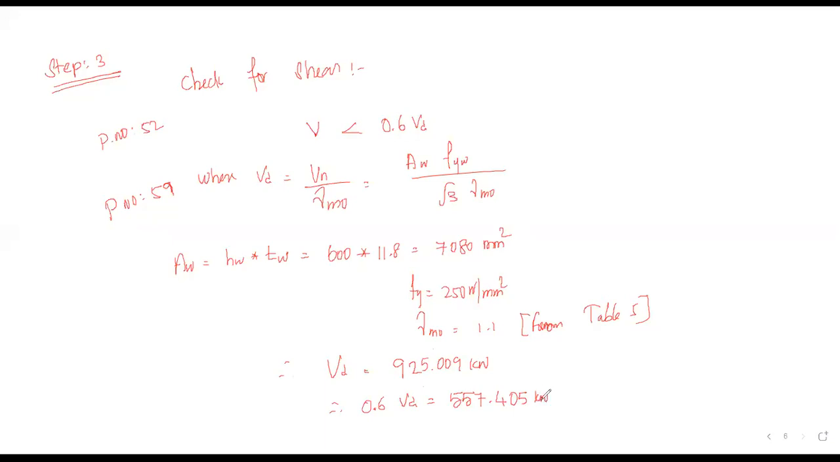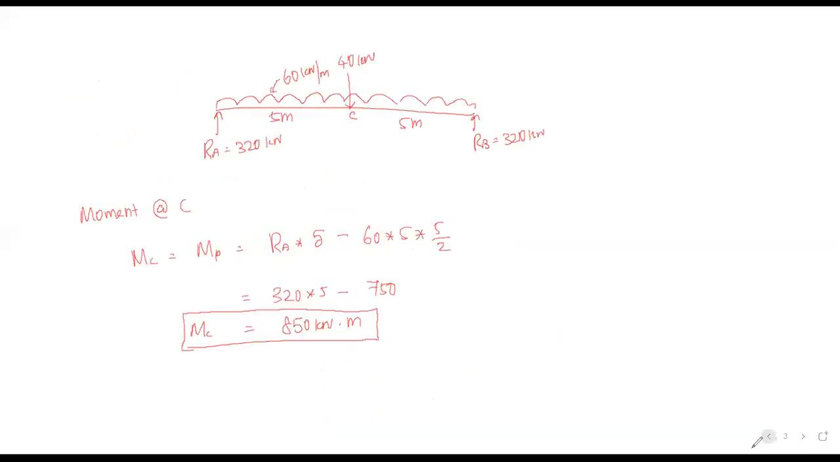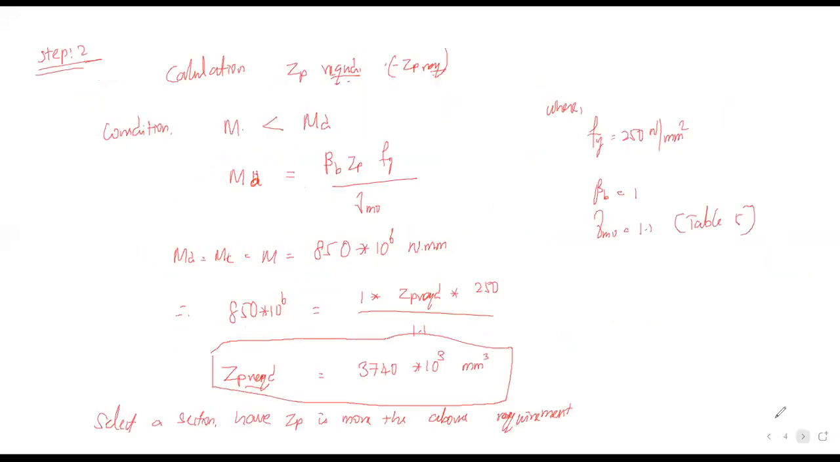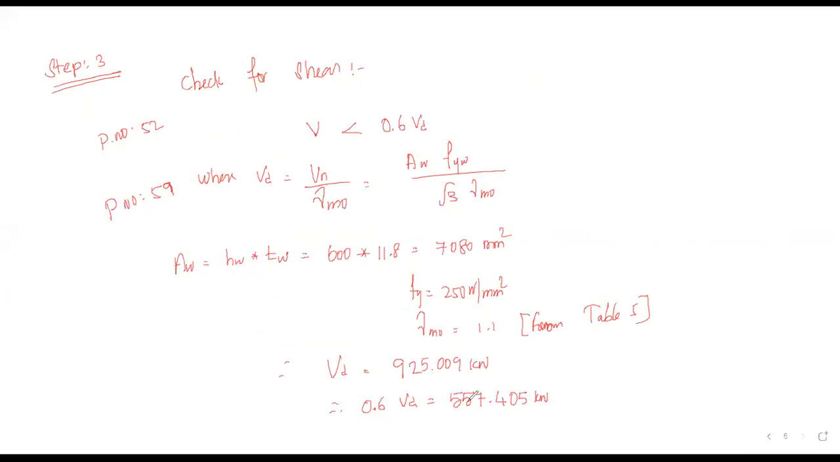557.405 kilonewton. So here, how much shear has been developed? 320 kilonewton is developing at the support, but the section can withstand 557. Therefore, V is less than 0.6 times VD. Hence, safe in shear transfer. So the section is safe in shear transfer.